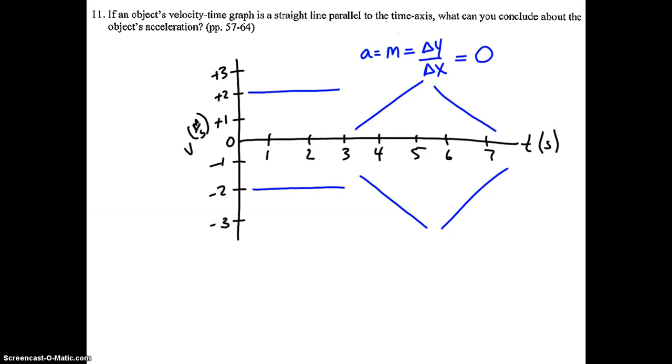But the key is that for all these lines that are above the time axis, this means that the object is traveling away from the point of origin. And for all objects who create a line below the time axis on a velocity time graph, this means the object is moving toward the origin as far as its motion is concerned. Alrighty, just some extra little learning on there.